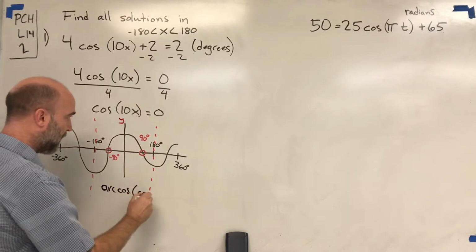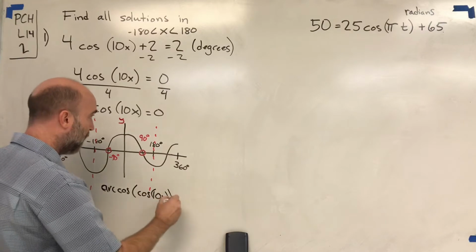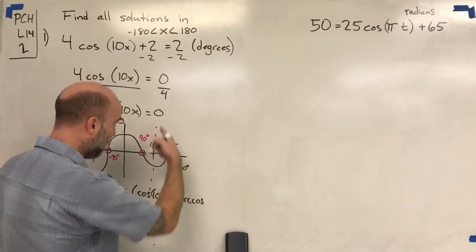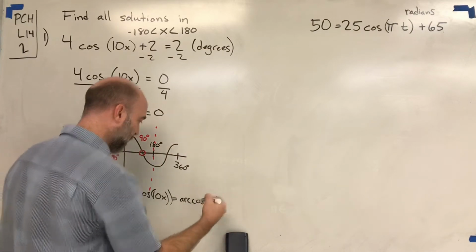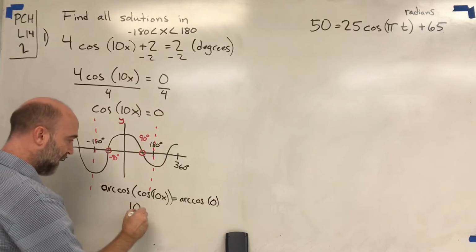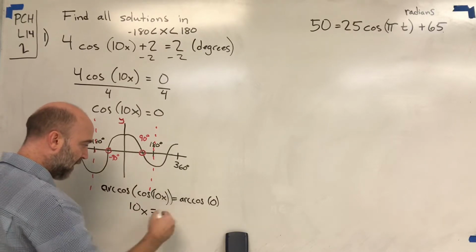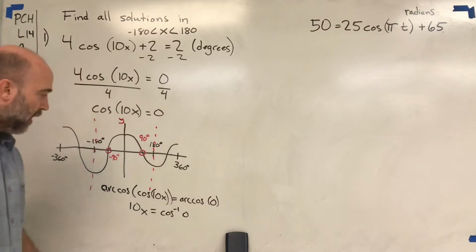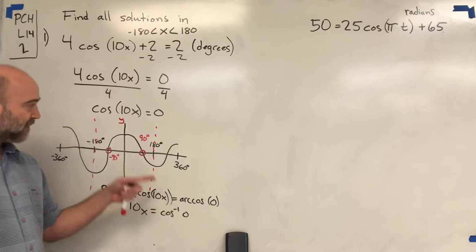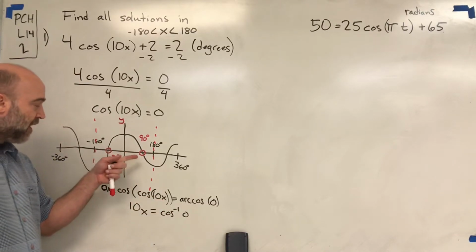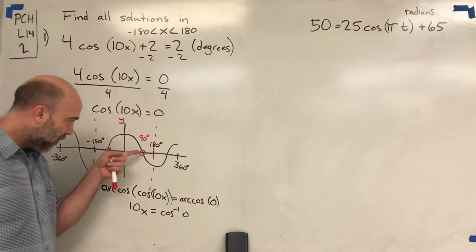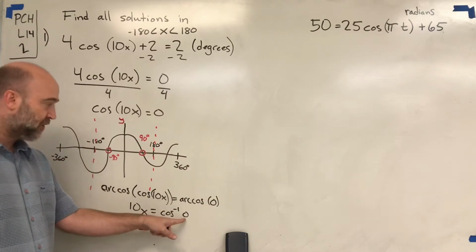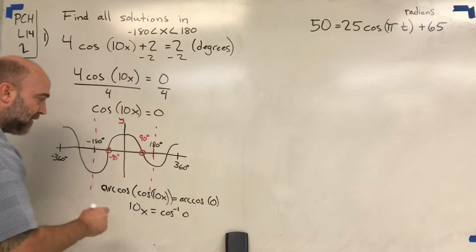cosine of cosine of 10x is equal to arc cosine of the other side, which is 0. All right, those are inverses of each other, and I get 10x equals cosine inverse of 0. Cosine inverse of 0, that's what I just found right here, so I jumped the gun a little bit. We're looking for the output where cosine has the value of 0. The output of cosine is equal to 0. And that's at the two places.